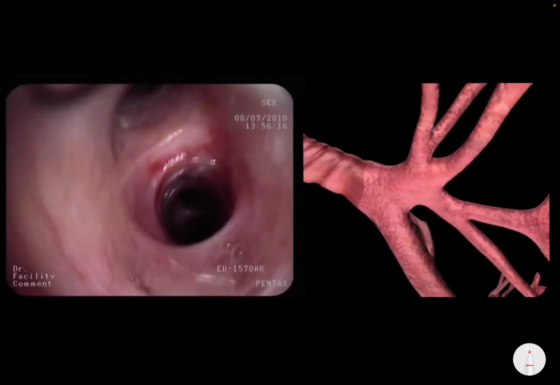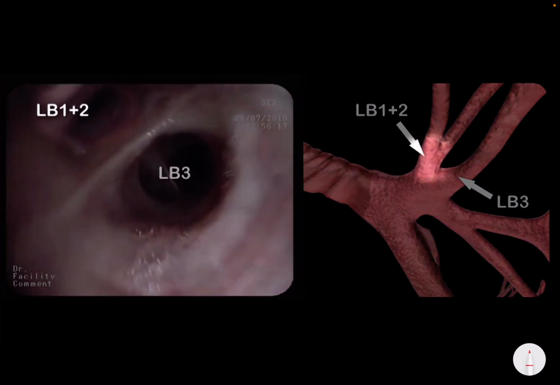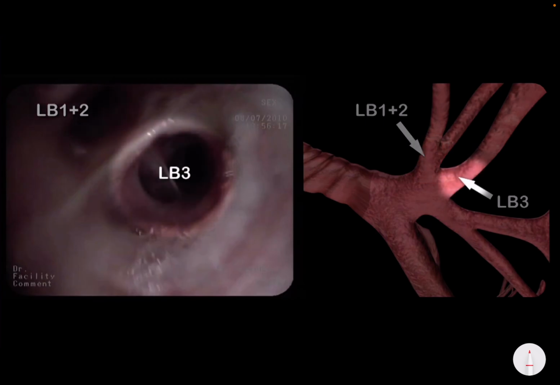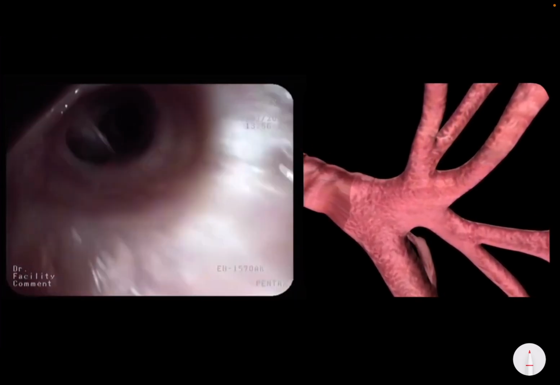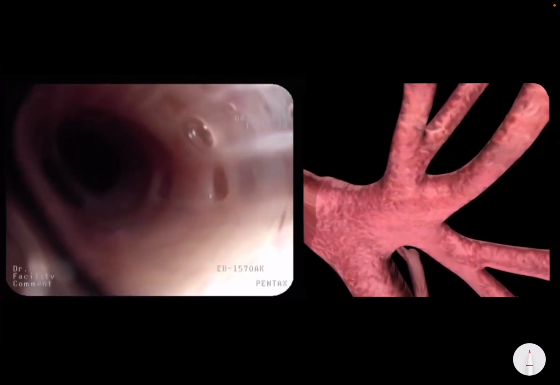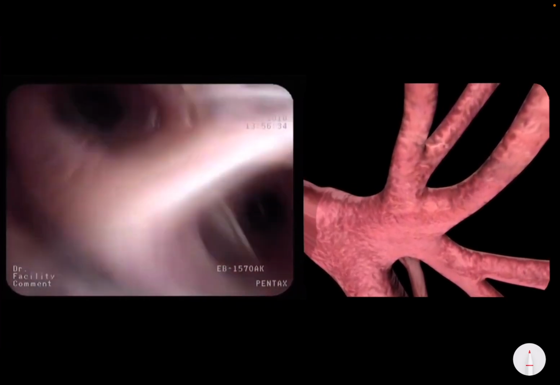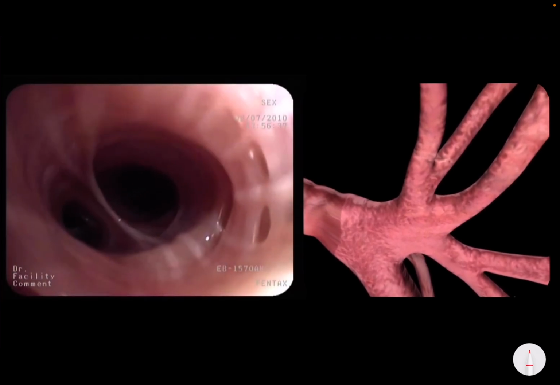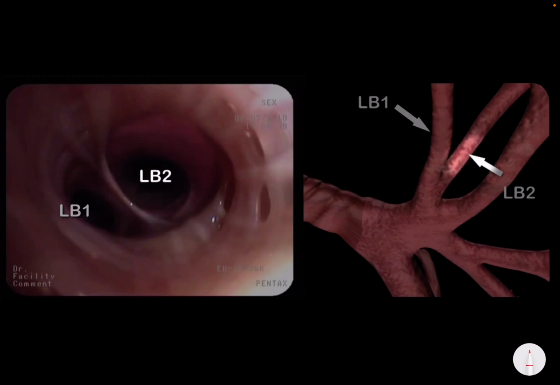On entering inside the upper division bronchus, we see the two structures. LB1 plus 2 is apico-posterior, and LB3 is the anterior division. It is very difficult to enter further inside LB1 plus 2. But when we have an ultra thin bronchoscope, or just a 5 millimeter bronchoscope, we can enter inside the apico-posterior segment also. So this bronchoscope will enter inside the apico-posterior and we see how it further divides on the left side into apical and posterior divisions. See, this is LB1 and LB2. LB1 is the apical segment, LB2 is basically the posterior segment of the left upper lobe bronchus.